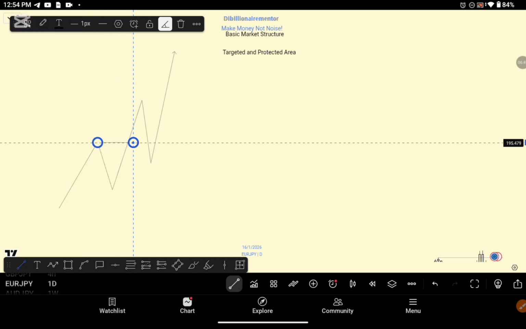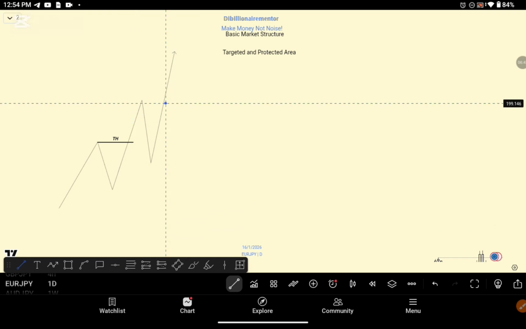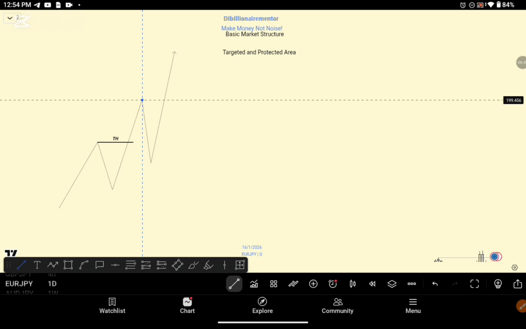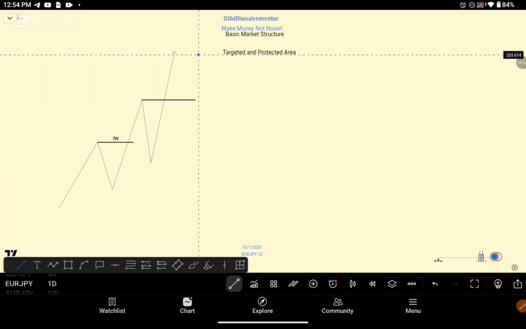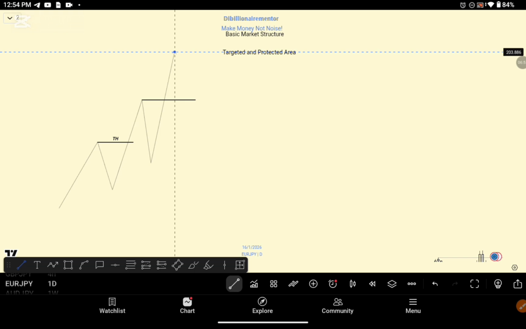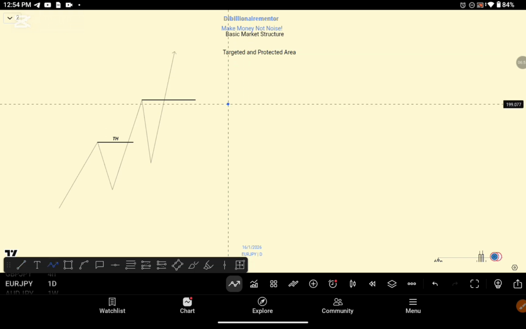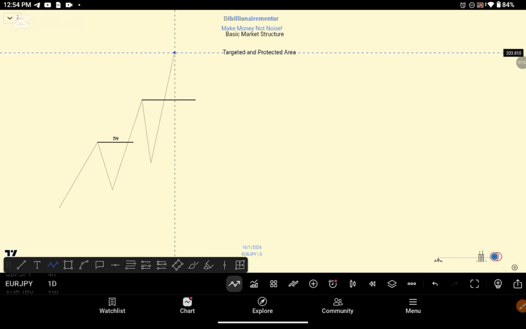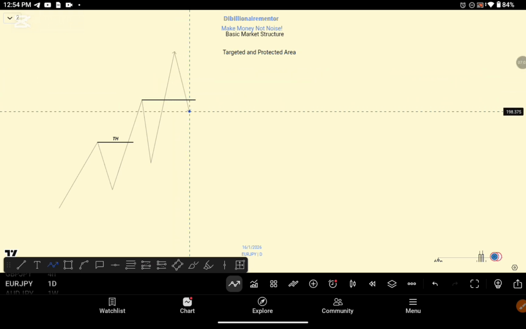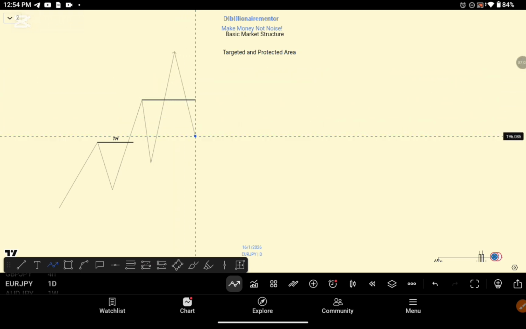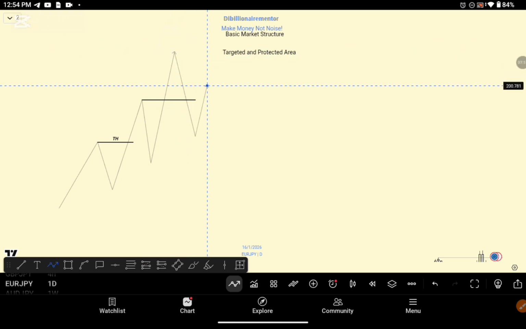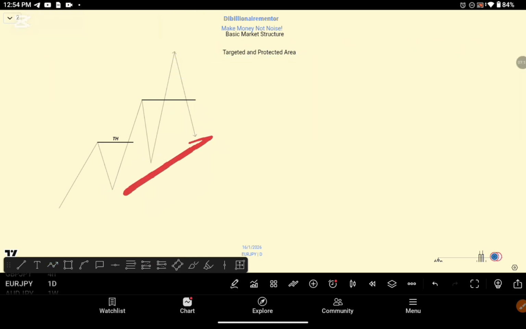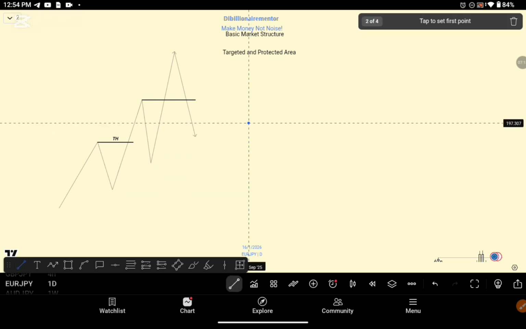Targeted high. I just abbreviate it as TH. Then here is our next targeted high. Do you understand? Then if price does something like this, if price pulls back, where's the next place we are going to be targeting? This high. Do you understand why? Because we are seeing an uptrend. So we're targeting this next high.